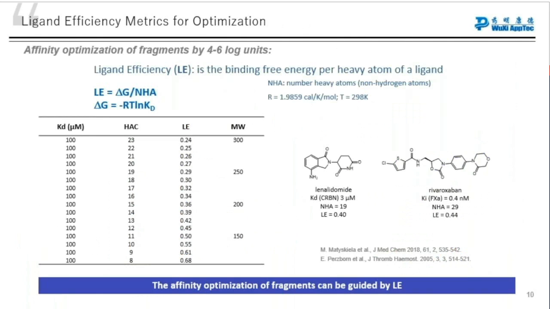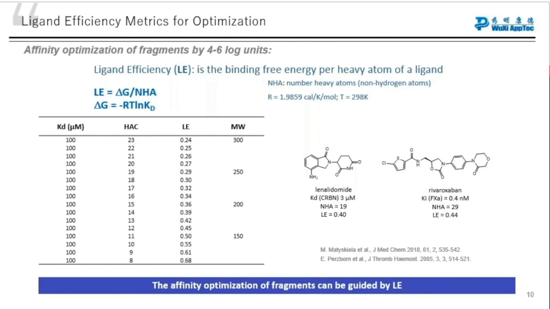And just to give you a definition for that, the ligand efficiency is the free binding energy per heavy atom of a ligand. And it is just important because fragments are usually not so potent, and we need to do an optimization of 4 to 6 log units in potency. Using the equation for delta G, it's quite easy to calculate the ligand efficiency.